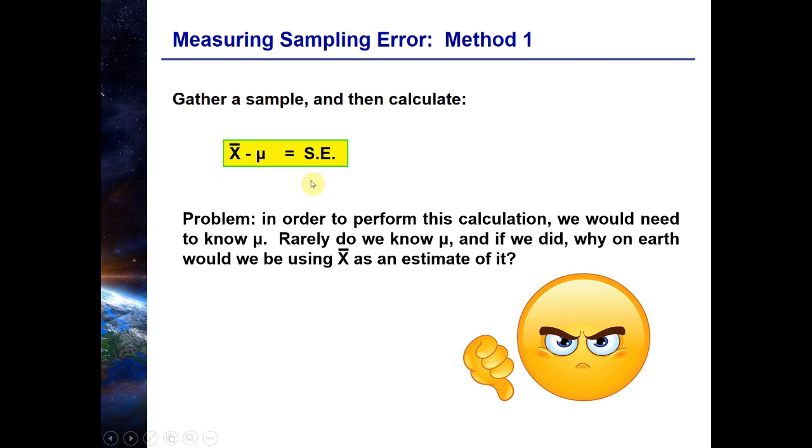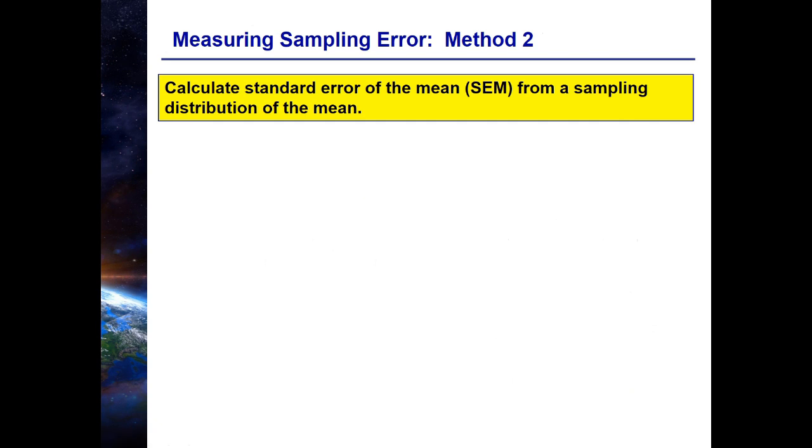So this is why this method gets a thumbs down. But it does help you to understand sampling error, right? Think of the dart and the bullseye. So x bar is the dart, and mu is the bullseye. And the difference between them is sampling error. So that's going to be huge in my case. We're playing darts. So onward to method number 2.